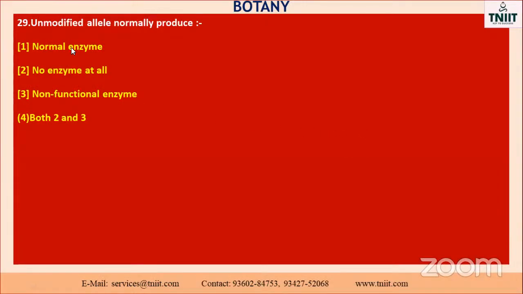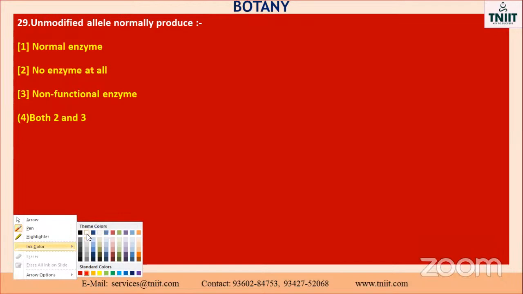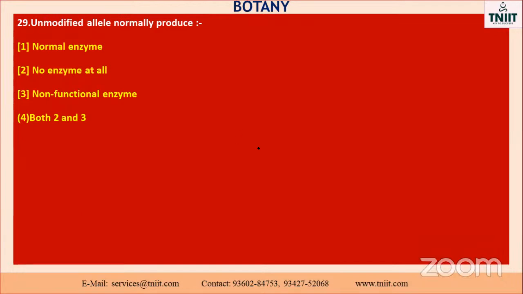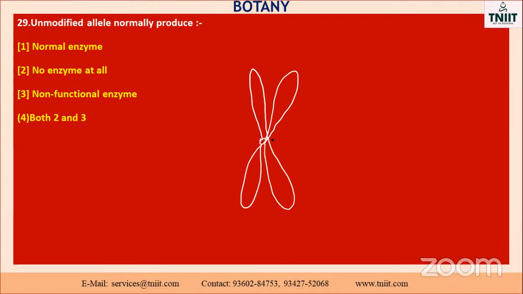An unmodified allele normally produces... What is the meaning of alleles? Alternative form of a gene is called alleles. Where are the alleles located? Already in our book, there is a chromosome, okay, my dear. So this is considered a chromosome. You know very well about this. This one is called the kinetochore or centromere, isn't it? This one is called arms.